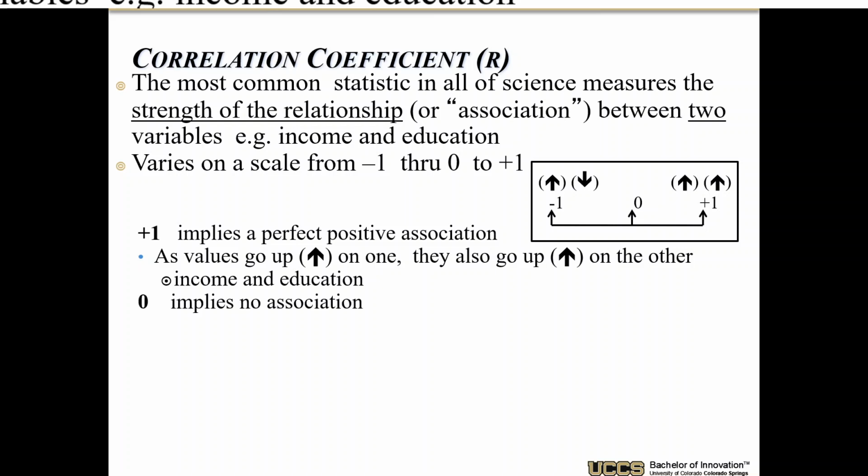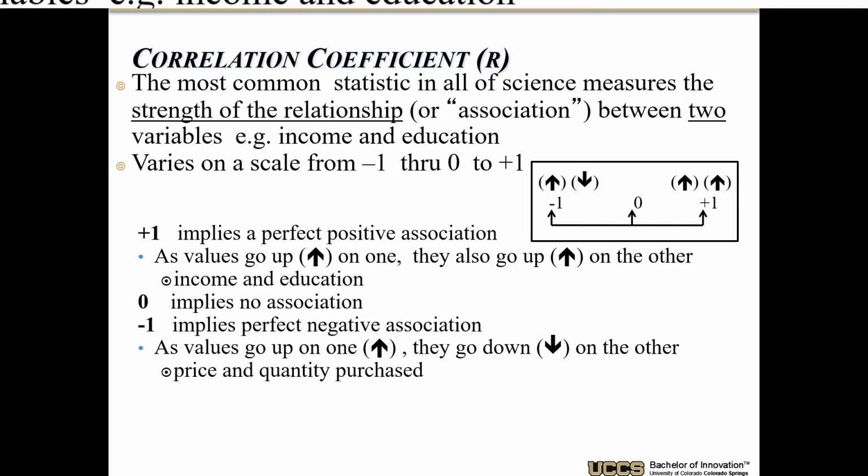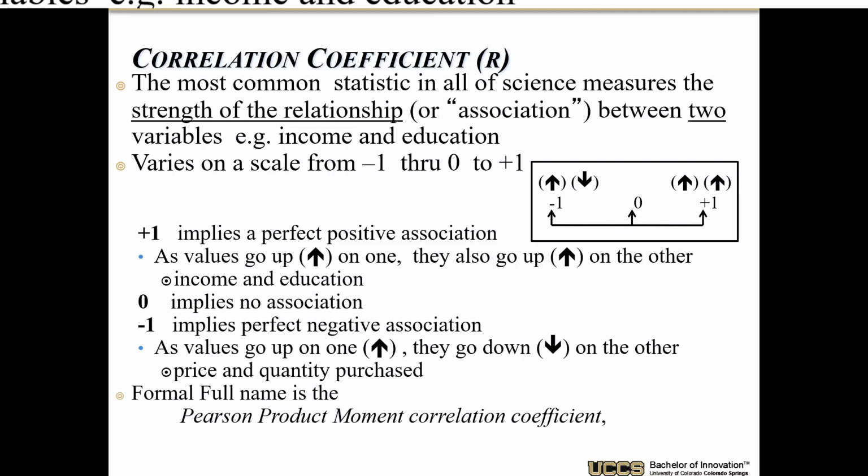0 implies there's no association. So as they go up or down, right? For example, price and quantity tend to be inversely correlated, while some other things are positively correlated. The full name is actually the Pearson product moment correlation coefficient. And the reason that's important is because there's multiple kinds of correlation coefficients. This is a particular one, but it's the most commonly used.